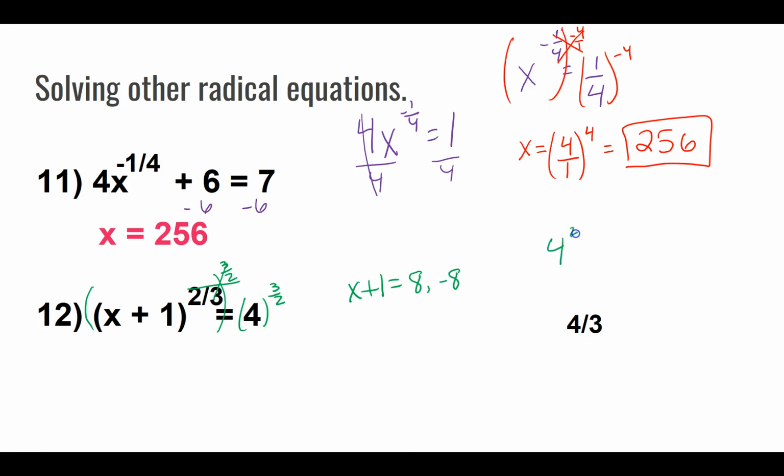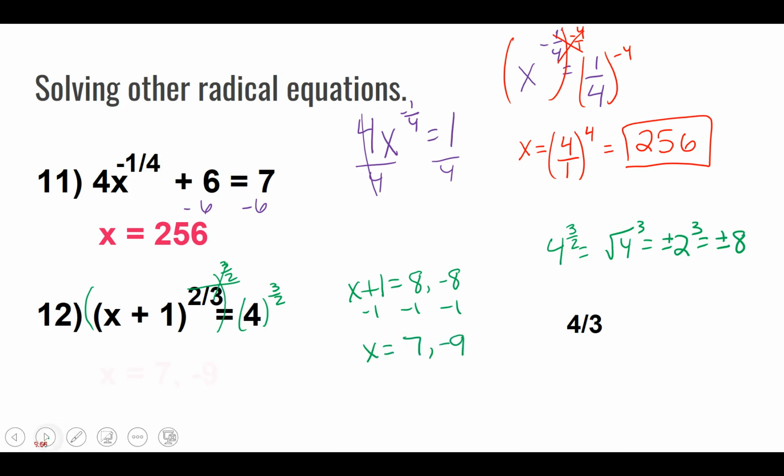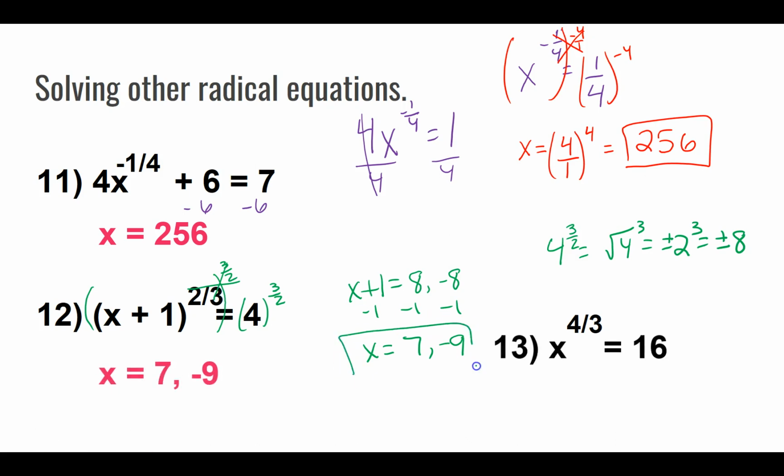So it was the square root of 4 cubed. The square root of 4 is positive and negative 2, and then we cubed that to get positive and negative 8. That's where that came from. I wrote them separately because when I subtract 1, I have to do it from 8 and negative 8. We're going to have two different answers here. So we're going to get x is equal to what? 7 and negative 9. Yep.